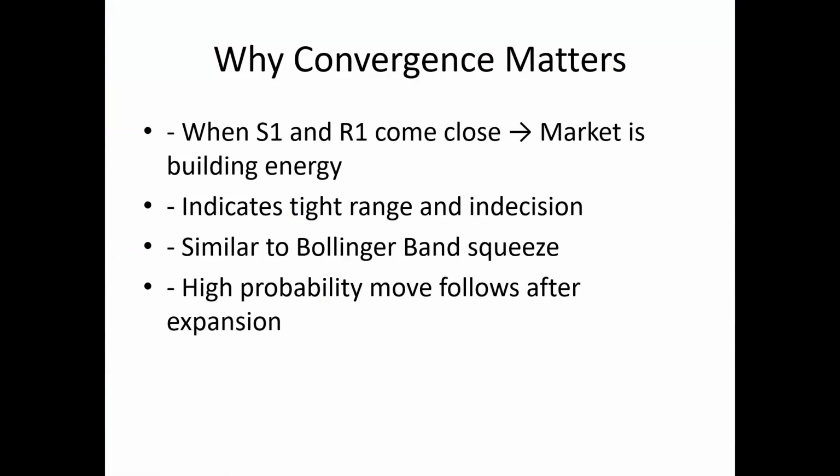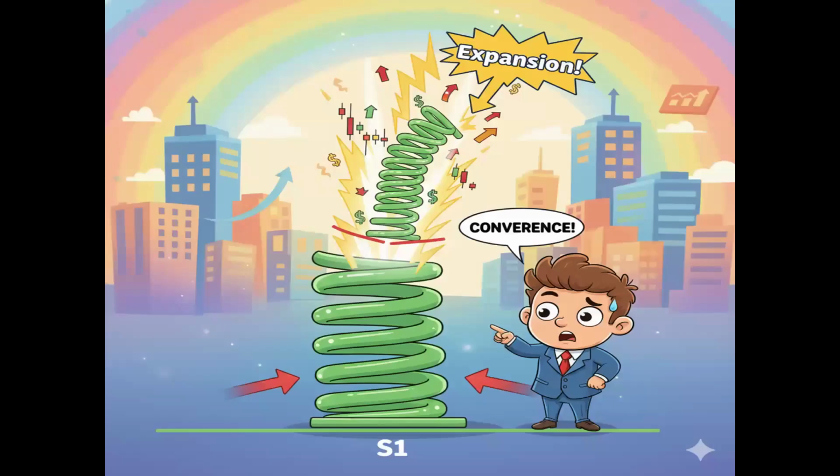Why convergence matters: when S1 and R1 come close, the market is building energy. It indicates a tight range and indecision. Similar to a Bollinger Band squeeze, a high probability move follows after expansion. It is like a spring coiling and then the expansion. You will be seeing the compression in the live market, and the indicator guides you towards the expansion, either to the upside or the downside. You are comfortable to take the trade. There is no hiccup or anything. You are going to trade very well.